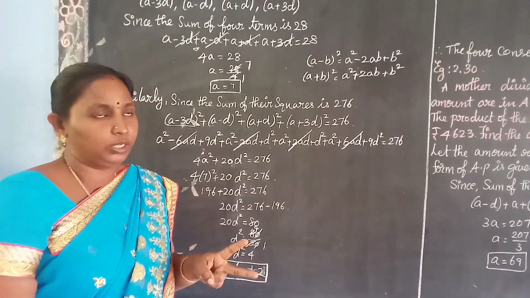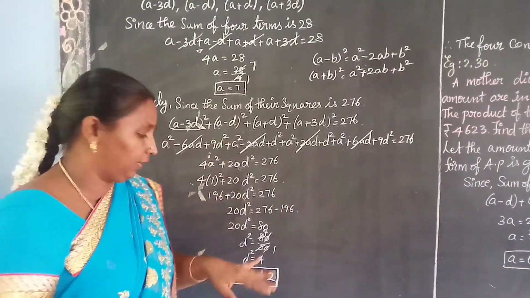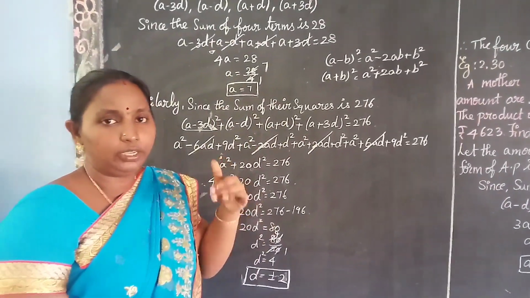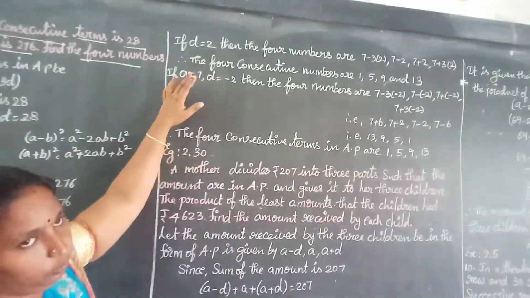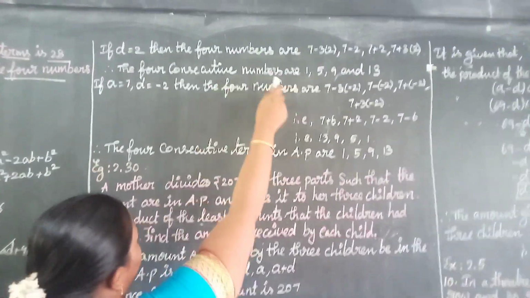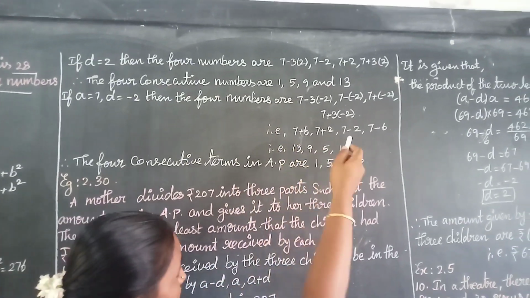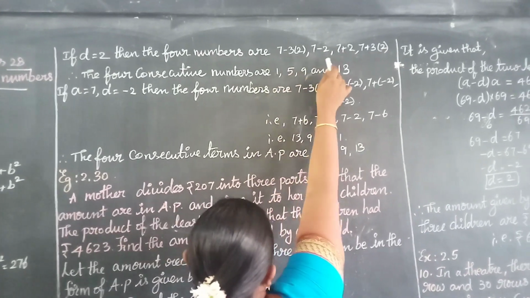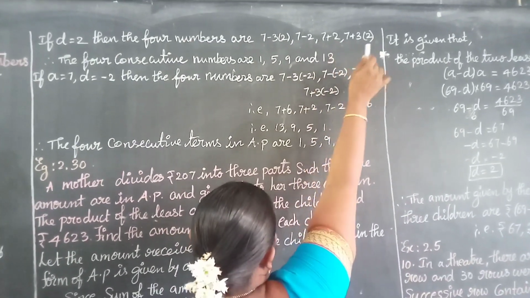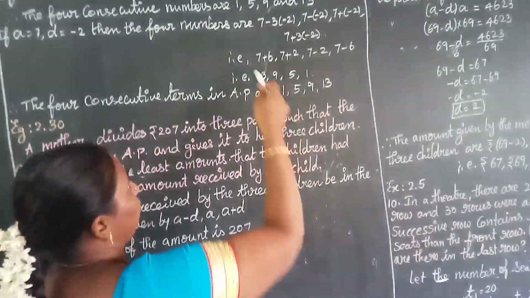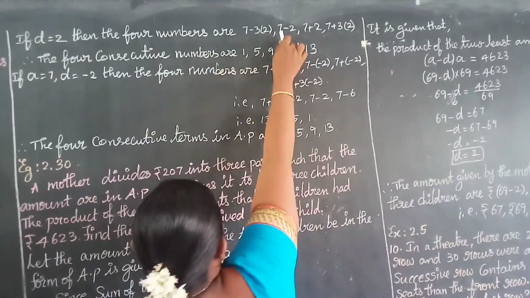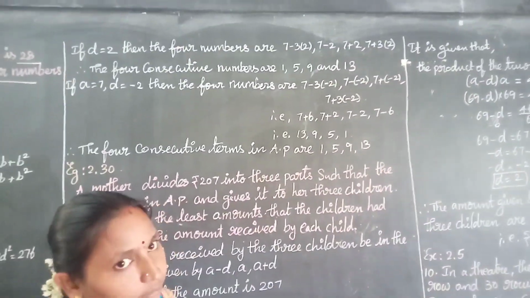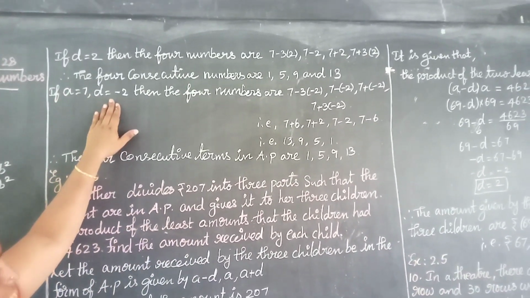Here we have 2 values for d. For a we have only one value, 7. For d we have 2 values. First of all we are going to take plus 2 and then we are going to take minus 2. Okay, so if d equal to 2, then the 4 numbers: substitute in a minus 3d, a minus d, a plus d, a plus 3d. So we have to substitute and get 7 minus 3 into 2, 7 minus 2, 7 plus 2, 7 plus 3 into 2. So 7 minus 6 you will get 1, 7 minus 2 is 5, 7 plus 2 is 9, 7 plus 6 you will get 13.